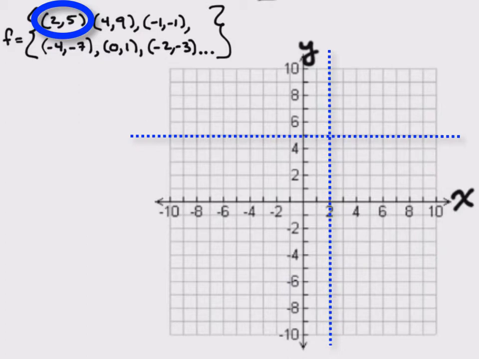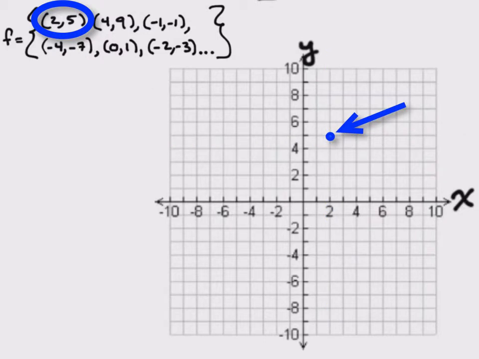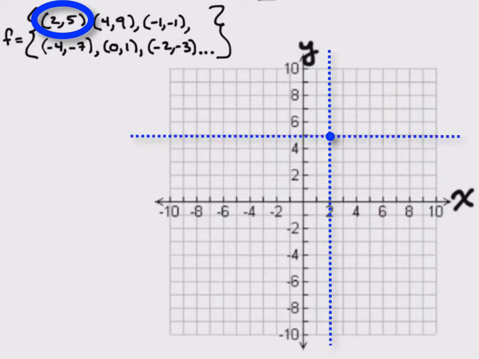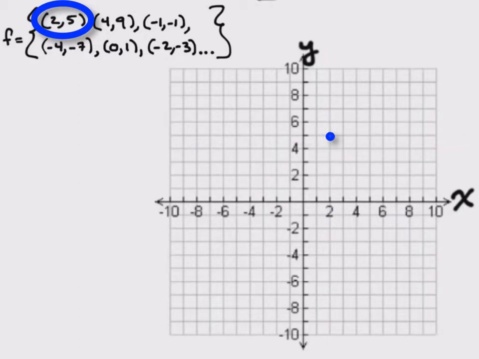Now, look, there's a place where these two lines intersect. And if we draw a point right there and get rid of these lines, that point lines up with 2 on the input axis and 5 on the output axis, and that means that for this function, the input 2 goes with the output 5, and we represent that with just a point. Okay, let's try doing another one.